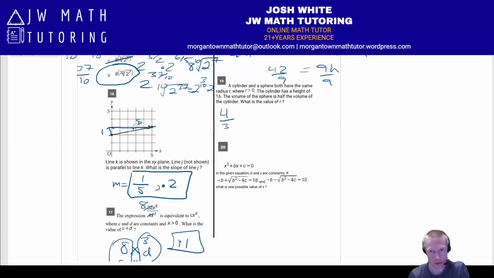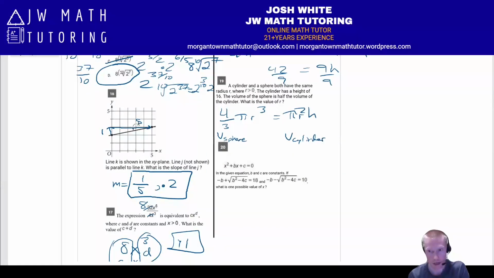So for a sphere, it is 4/3 pi r cubed. So this is the volume of, again, a sphere. And then for a cylinder, it's just going to be pi r squared h.